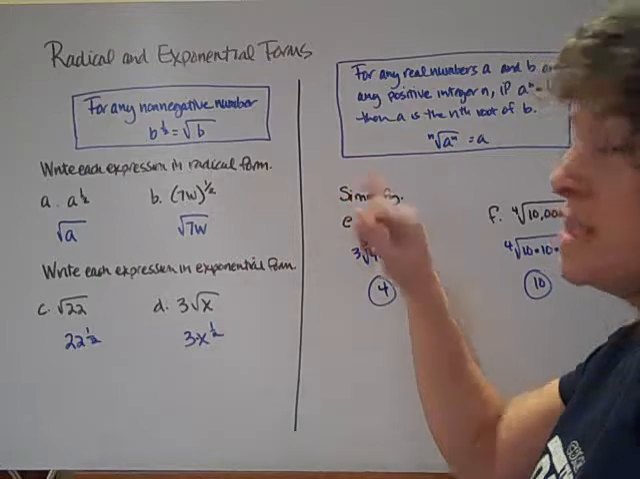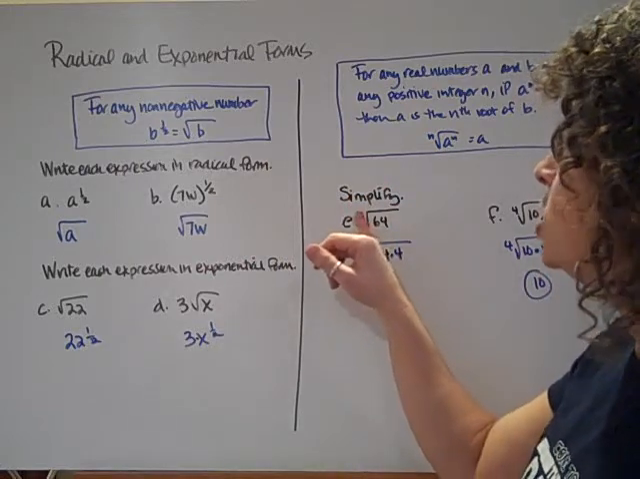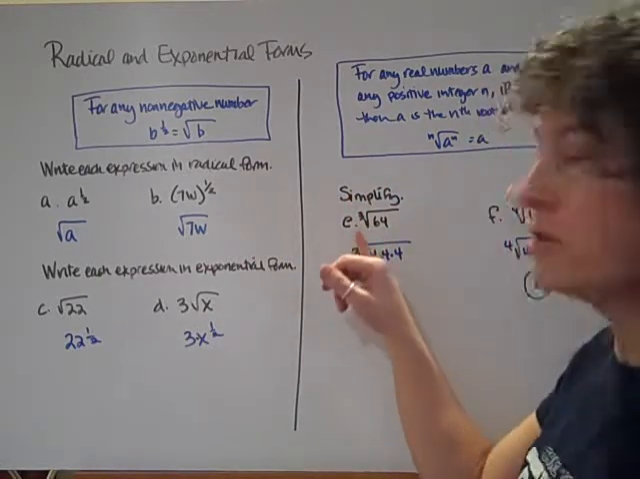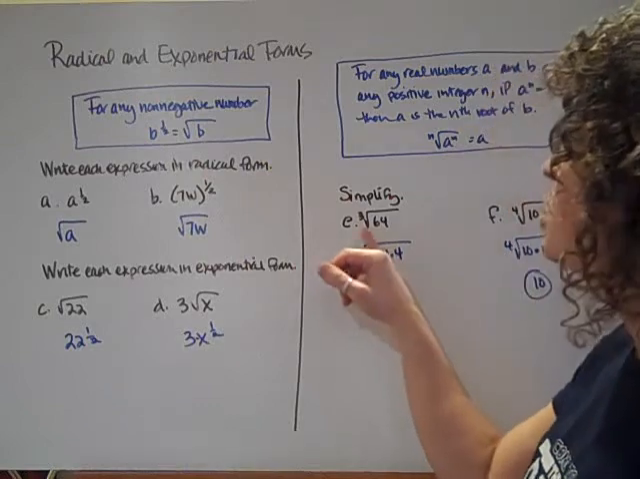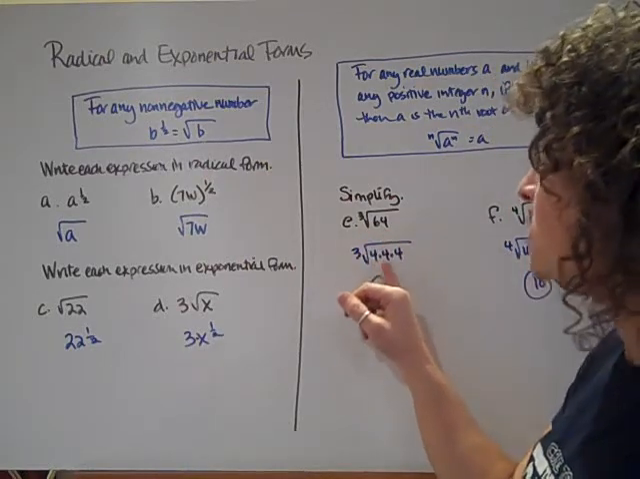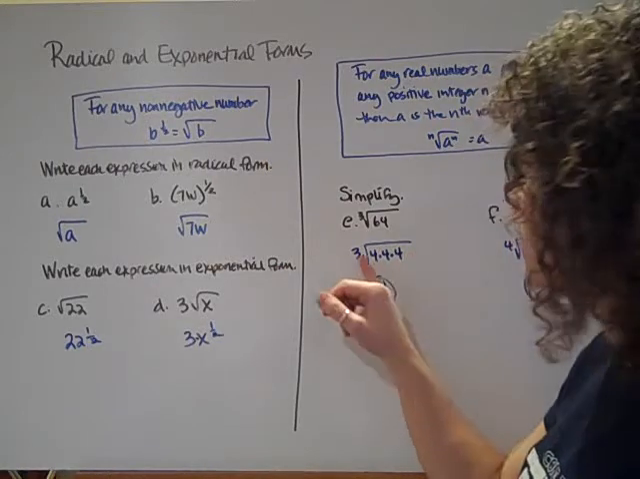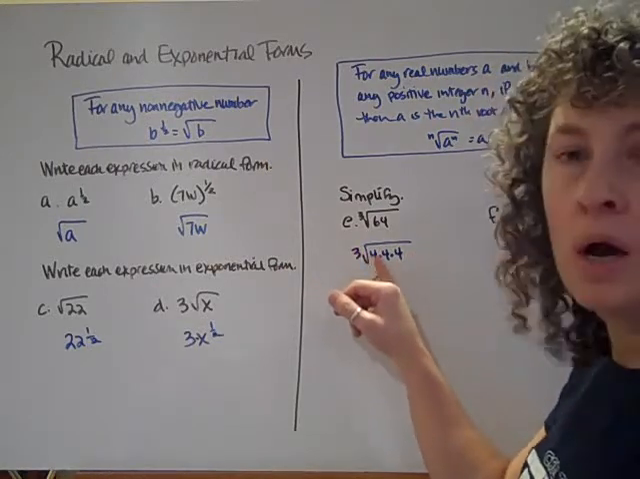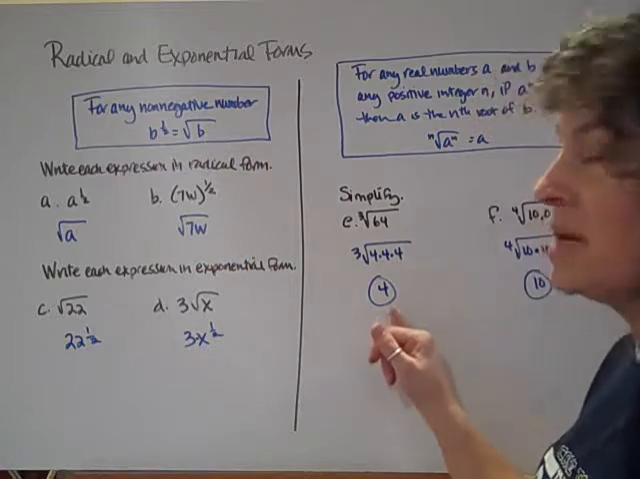If I want to simplify these, I have the cube root, or the third root. We're used to calling that the cube root. The cube root of 64 is 4 times 4 times 4. So that's the cube root of 4 cubed, which is then 64.